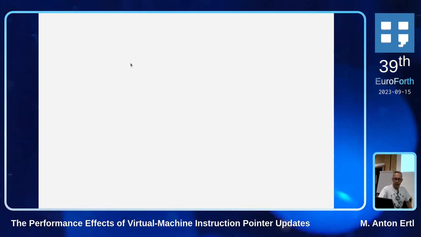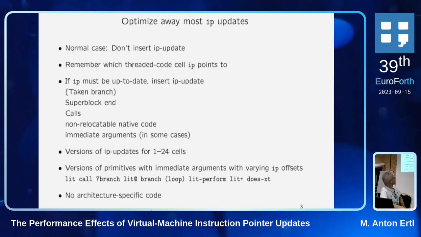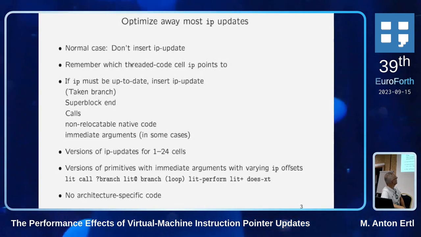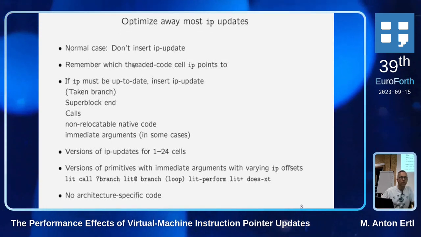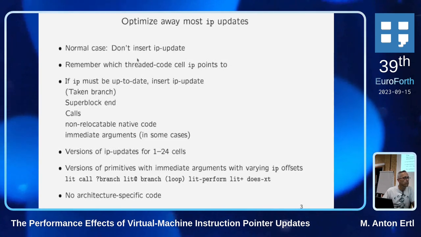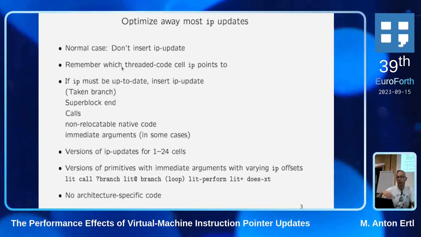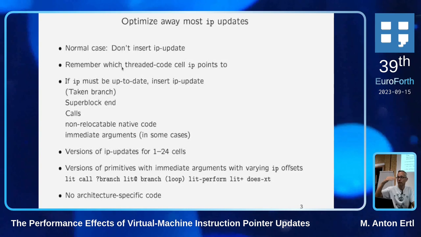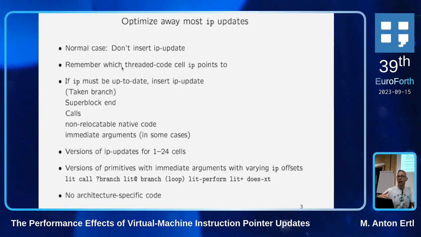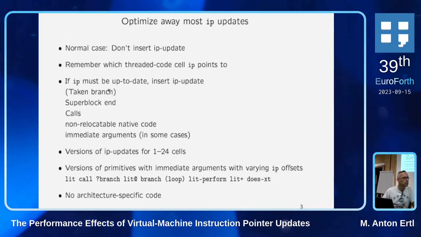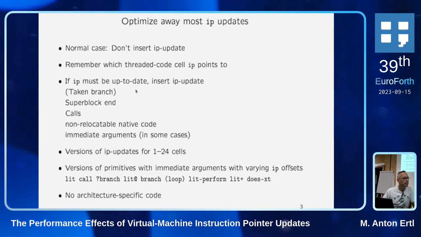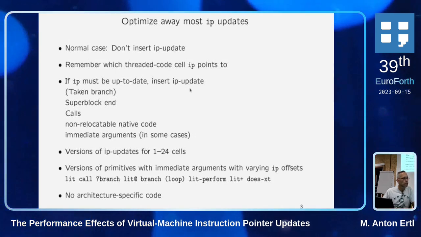All right, a blank slide and the next one. So we optimize away most IP updates. The normal case is: don't insert an IP update, and just record that we remember where IP points to. And at some point, there are some places where IP needs to be up to date, and then we insert an IP update.